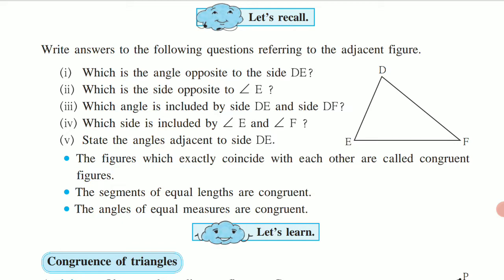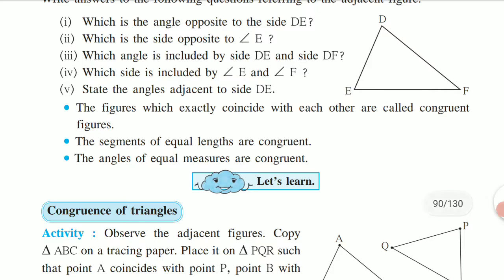The answer of the first question, which is the angle opposite to the side DE? The answer is angle D. Second question, which is the side opposite to the angle E? The answer is side DF. Third question, which angle is included by side DE and side DF? The answer is angle D. Fourth question, which side is included by angle E and angle F? The answer is side EF.